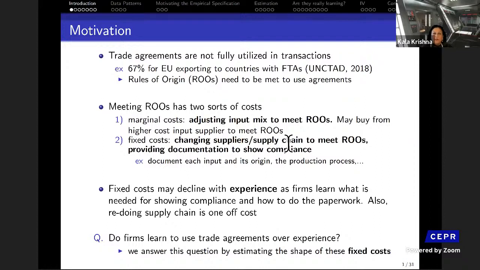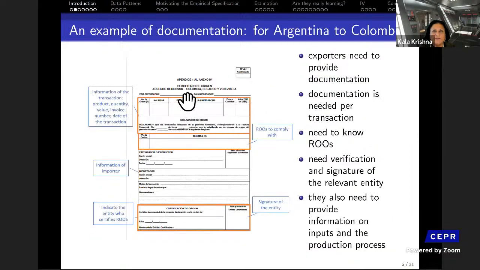So in this paper, we're looking at these fixed costs, and we're arguing that these fixed costs may decline with experience as firms learn. So do they actually decline? We do this by looking at the shape of these fixed costs. What do we mean by the shape? How do we figure out the shape? That's what I'm going to tell you about.